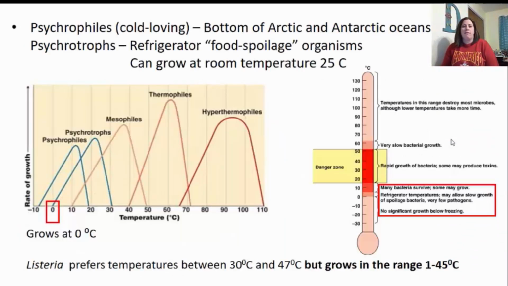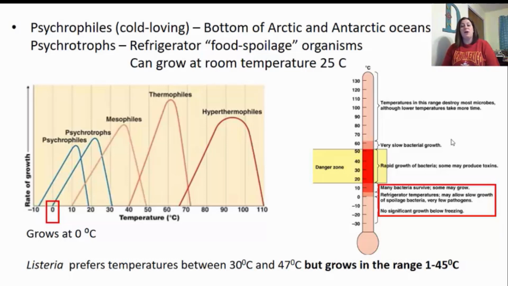So let's talk about the psychrophils first. These are the cold-loving bacteria. These are the ones that like the bottom of the Arctic or the Antarctic Ocean, where it's very, very cold. So we don't really see much of those when we talk about them being pathogenic. However, there are what we call psychrotrophs. Psychrotrophs are those that like cooler temperatures, just not the really cold temperatures. These actually like refrigerator temperatures, and they can cause food spoilage in your refrigerator.